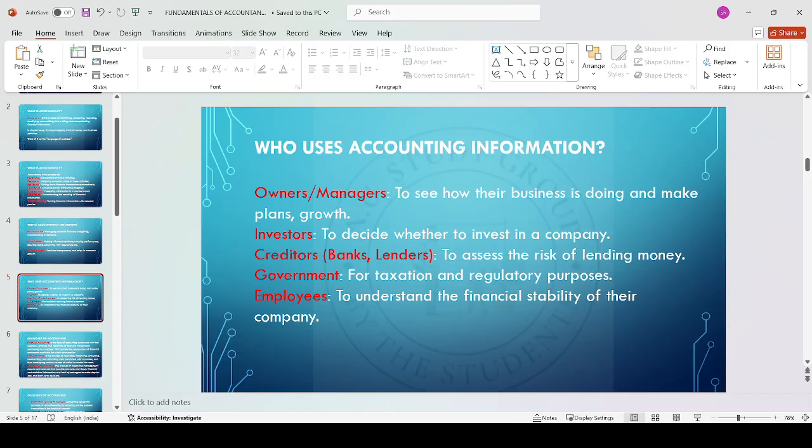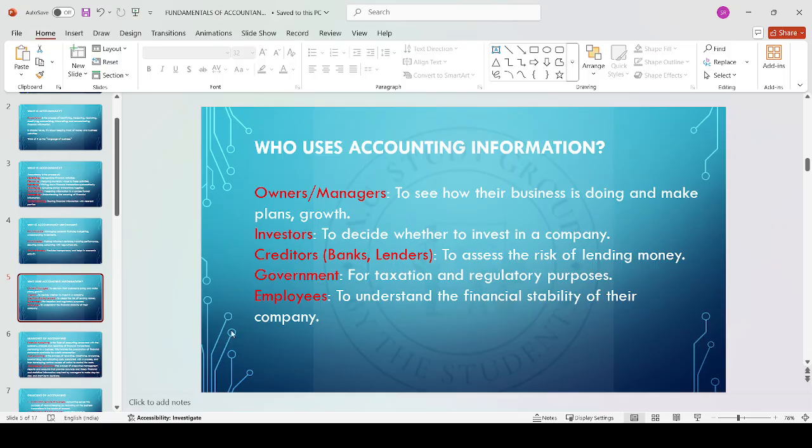Even employees have an interest in the financial stability of their company, to know if the company is doing good or not, even to understand the impact on their job security, potential for raises, and the overall well-being of the organization they work for. They use this accounting information.